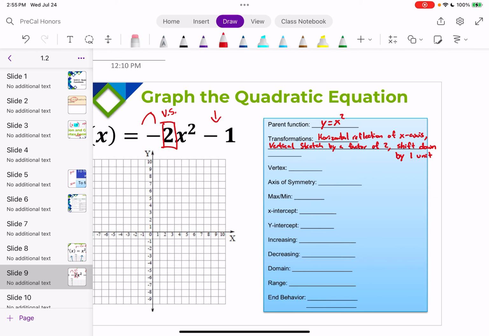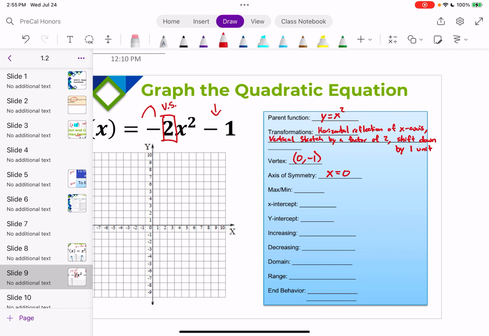We go ahead, head into our vertex. Our vertex in this case, keep in mind, h is not there. That means 0, -1. Axis of symmetry is on the 0. Remember, it's facing down, which means it's going to be a maximum.